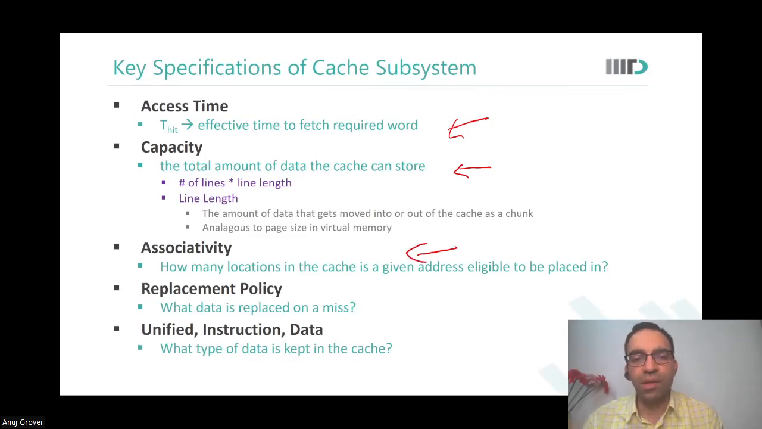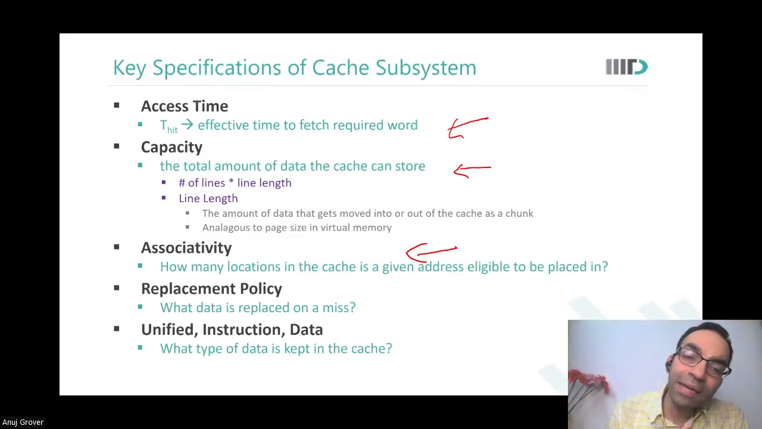Now, associativity. Associativity means that suppose I wanted to store latitudes of some locations, addresses. Some addresses I wanted to store the latitudes and longitudes. How many latitudes can I store? And how many longitudes can I store? Or can I also store, let us say, a photograph or something else in my system? So how many locations in the cache is a given address eligible to be placed in?